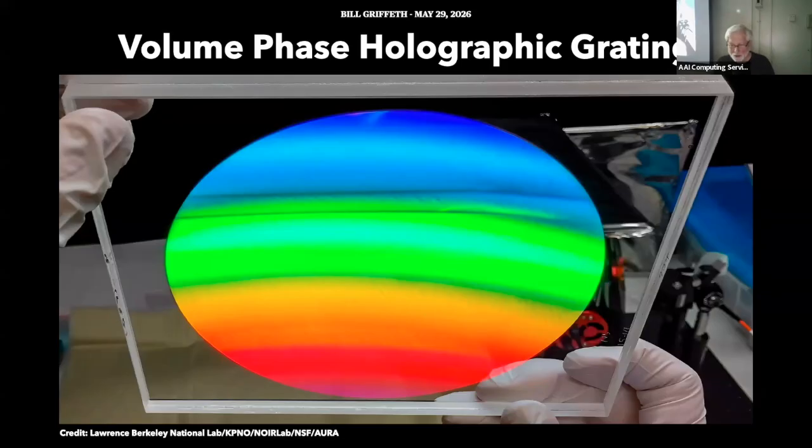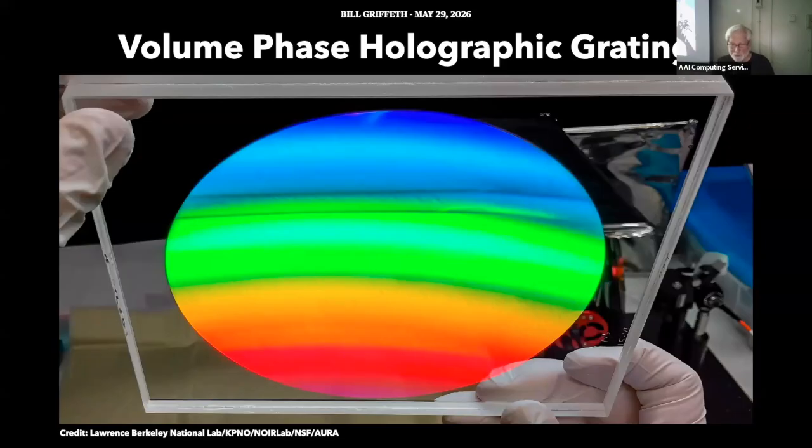Typical R values are 1,000 to 5,000, but can range up to 20,000 for the volume phase holographic gratings. And it turns out that these VPH gratings disperse most of the light's energy into a single spectral order, so their efficiency is high.